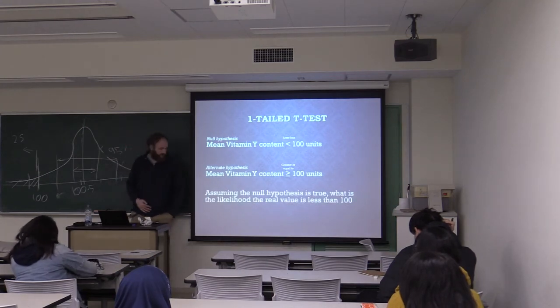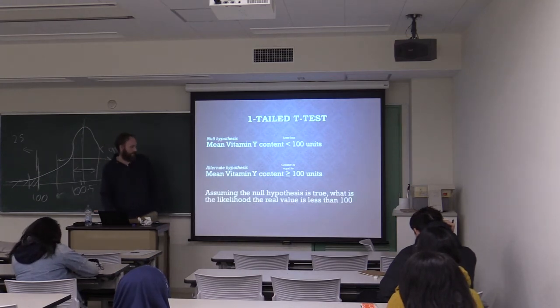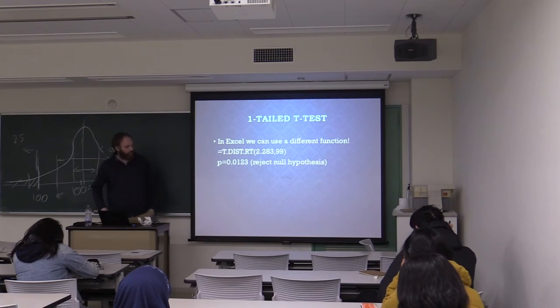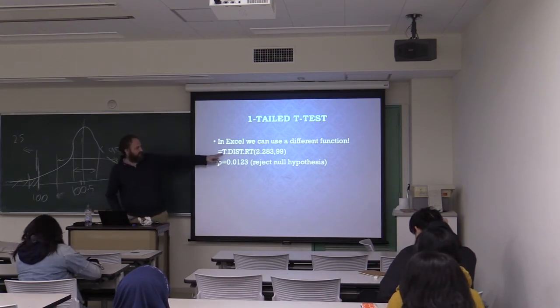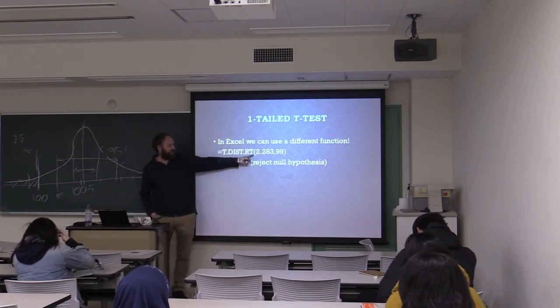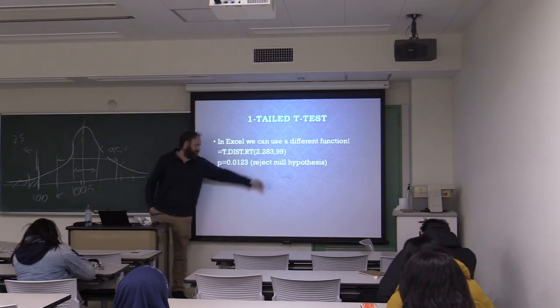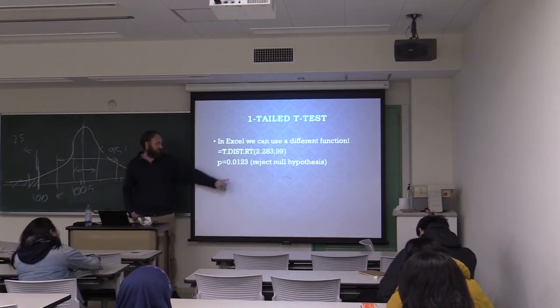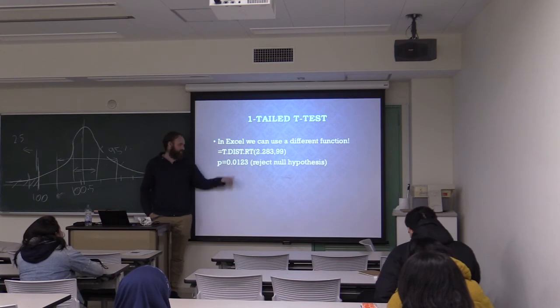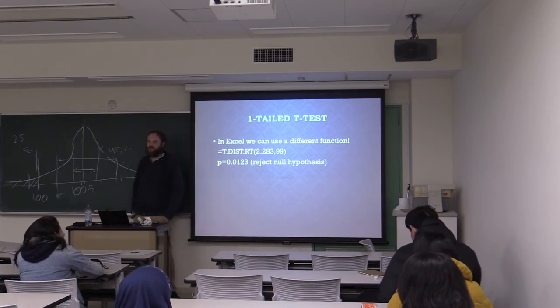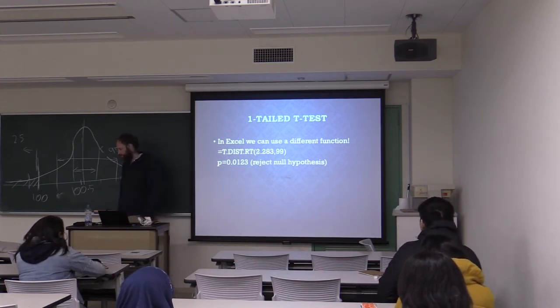We can assume the null hypothesis to be true, and so we want to find what's the probability for this alternate hypothesis. And we can do a slightly different function, t.dist.rt, and put in the same t-value and the same degrees of freedom, and it gives us a p-value which is about half as big as the previous one, 0.011.